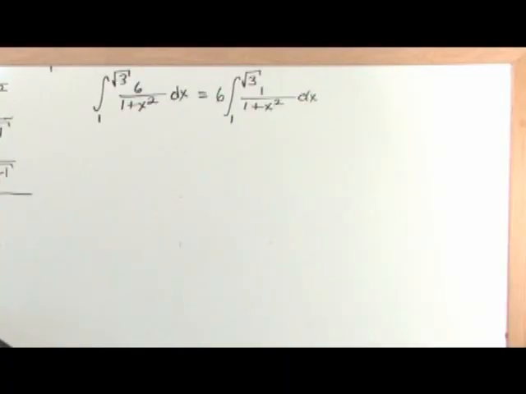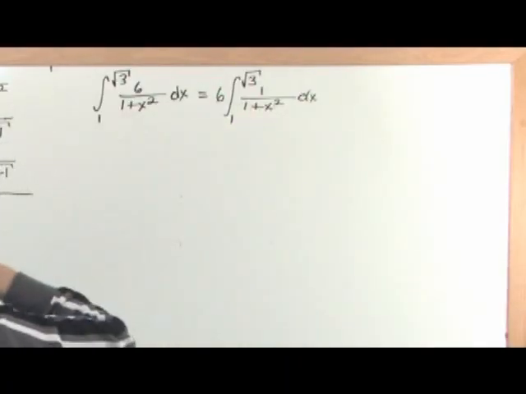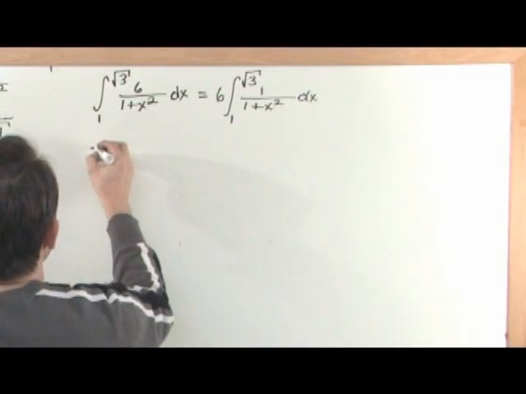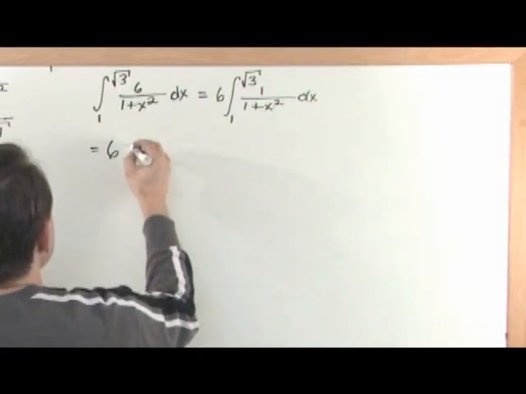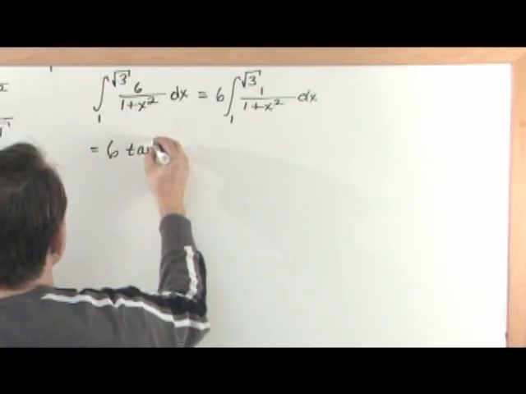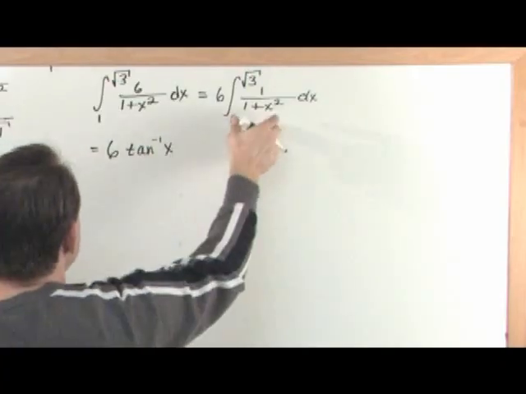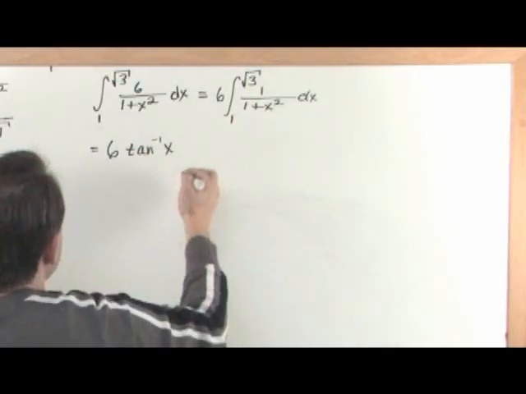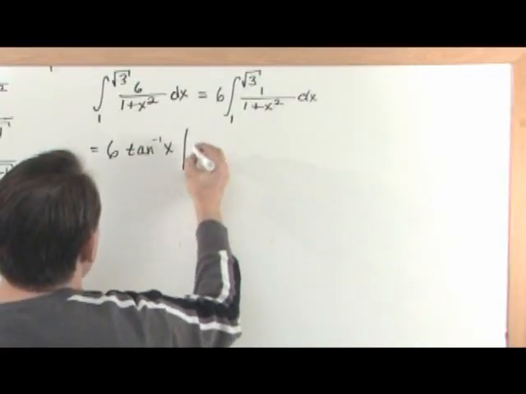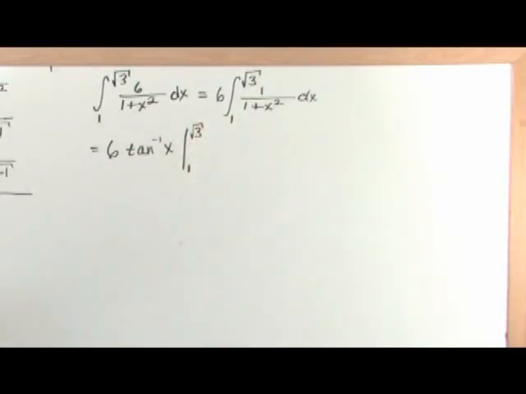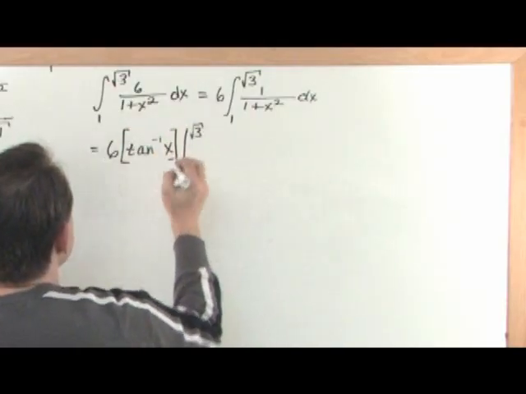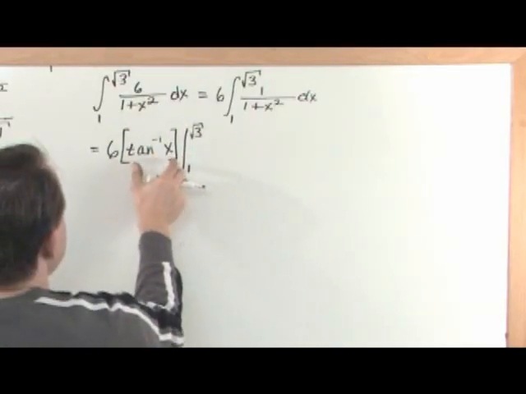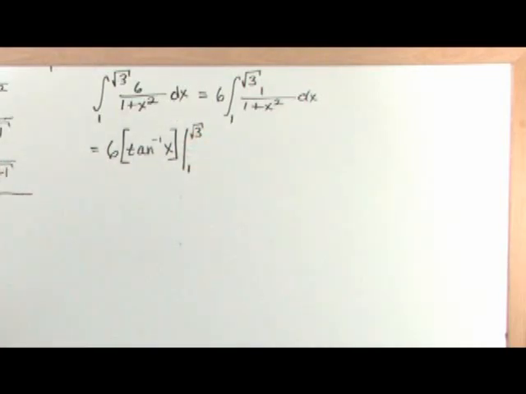Okay? And now we have the inside exactly the same as what we have over here, so we know that this is going to equal 6, okay, times the inverse tangent function of x, because that's exactly what this is equal to if you look over there, and you're evaluating this from 1 to square root of 3. 6 times the inverse tangent function, and I can just put little brackets around here if you want to make it clear. 6 times the inverse tangent function evaluated from 1 to square root of 3.